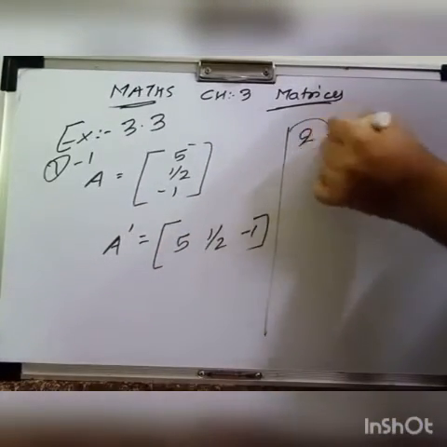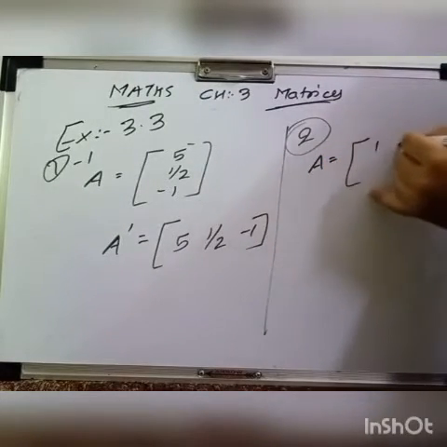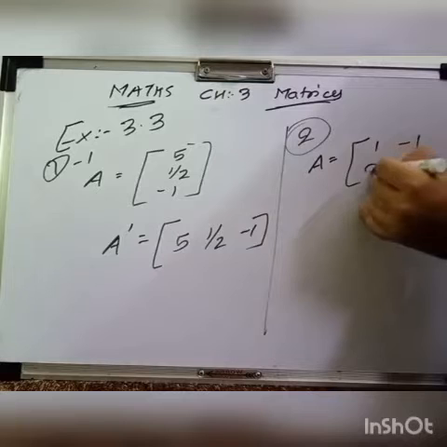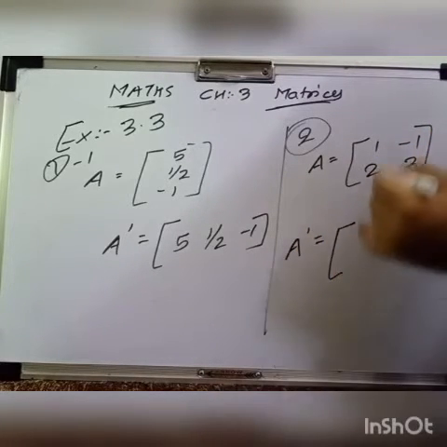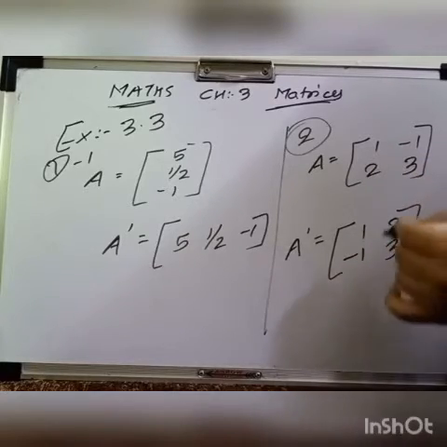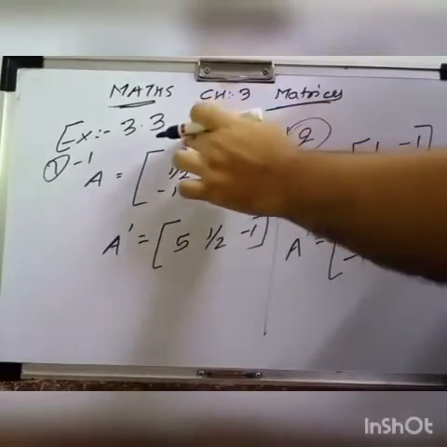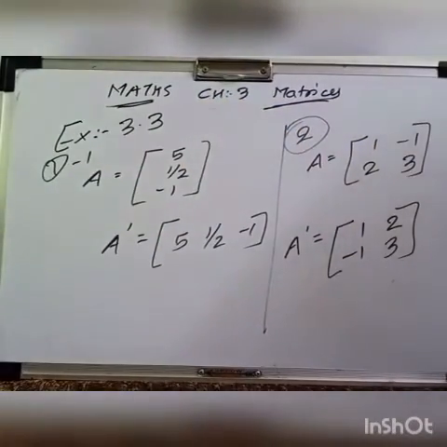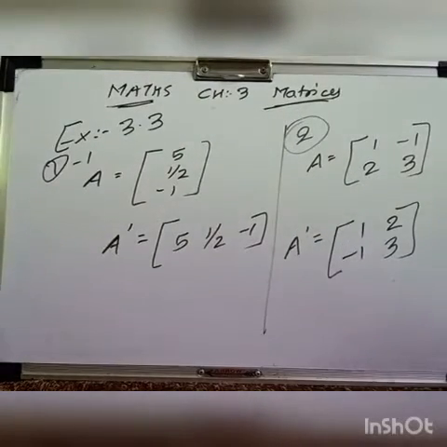Here the second matrix given is 1, -1, 2, 3. So if I take the transpose of this matrix, then my first row will become my first column, and my second row will become my second column. Right, here my first row becomes my first column. So this is how we take the transpose of a matrix.